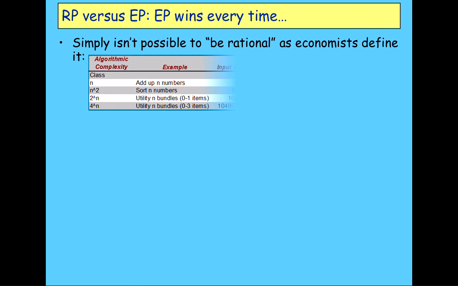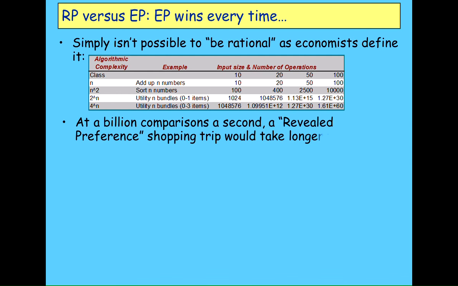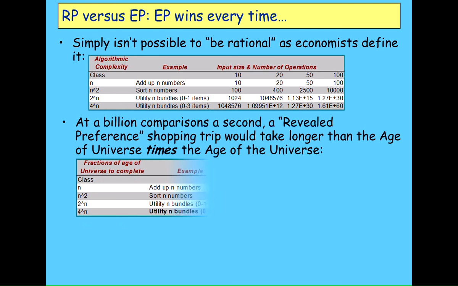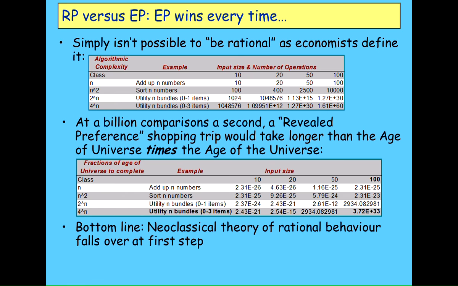But in the sort of stuff we're looking at in economics, even shopping, it simply isn't possible. Because if I take a look at the comparison working, say, at two billion comparisons a second, the amount of time it would take to go shopping when you're looking at two or three items would take more than the age of the universe multiplied by the age of the universe. Okay? So it's an irrational definition of rational behaviour.